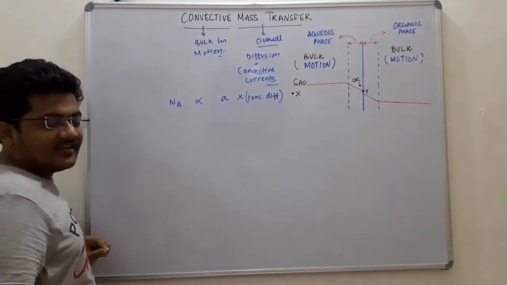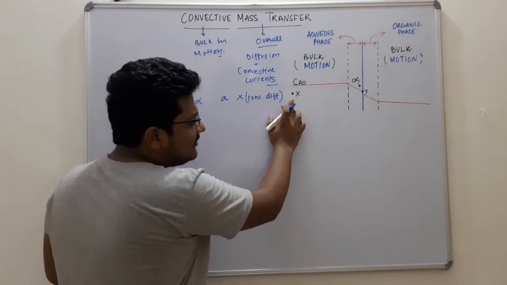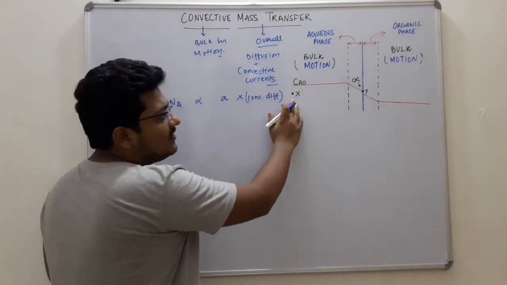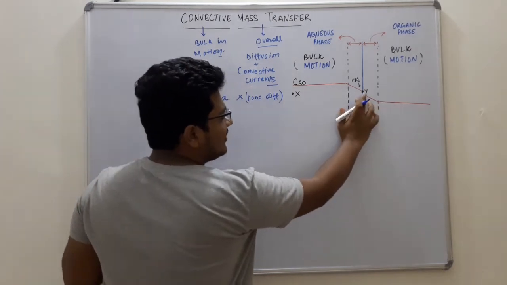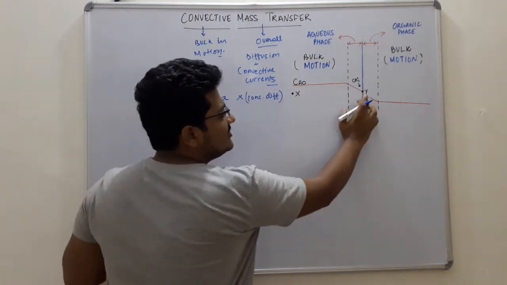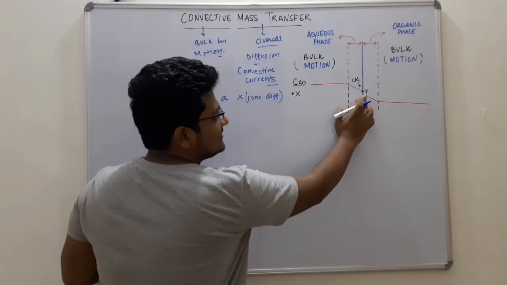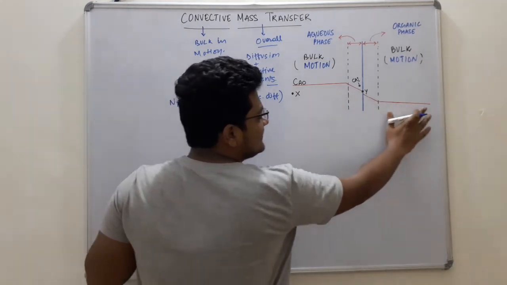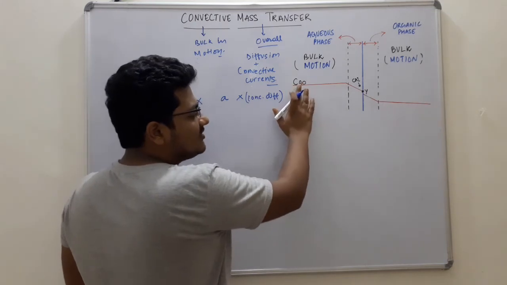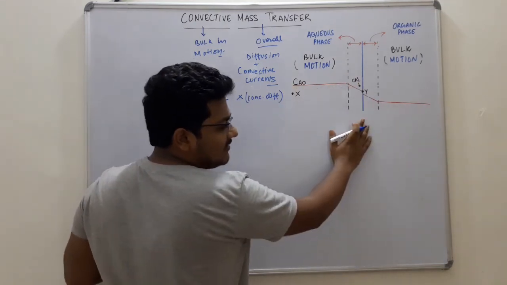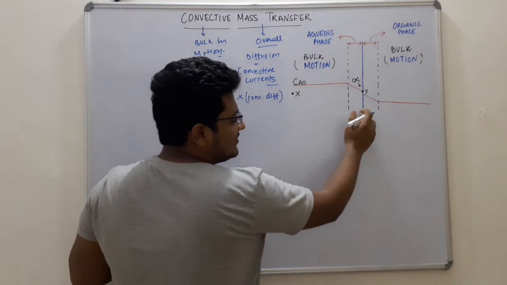Okay, concentration difference. So suppose we want to transport, or transfer, a mass from this point X to this point Y. Okay, from this point X to this point Y we want to transfer the mass. So this is the aqueous phase, this is the organic phase, and we want to transfer the mass from the bulk of the aqueous phase to the phase boundary, so this is the phase boundary.